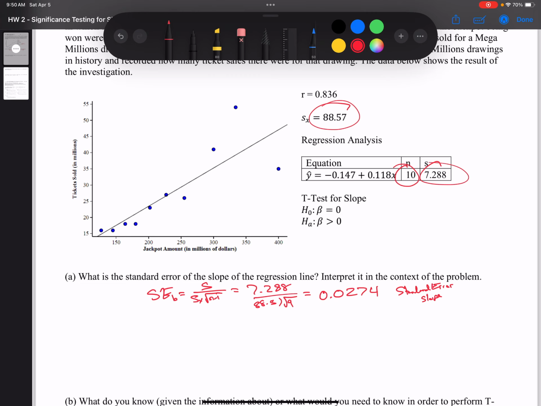Okay, and remember standard error is just when we're having to use S and SX instead of the population standard deviations and stuff like that, we change it from standard deviation to standard error. Okay, so this is the standard. Think of it like standard deviation of the slope. Okay, so remember the definition of standard deviation is basically how far everything varies from the mean. Okay, so the mean in this case would be the slope of our sample regression.